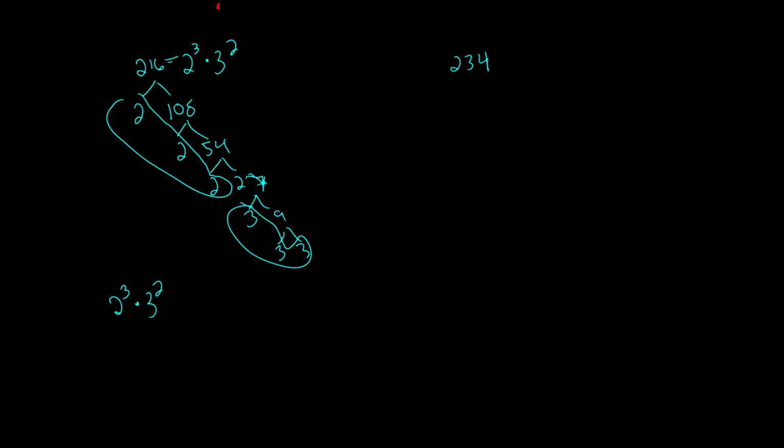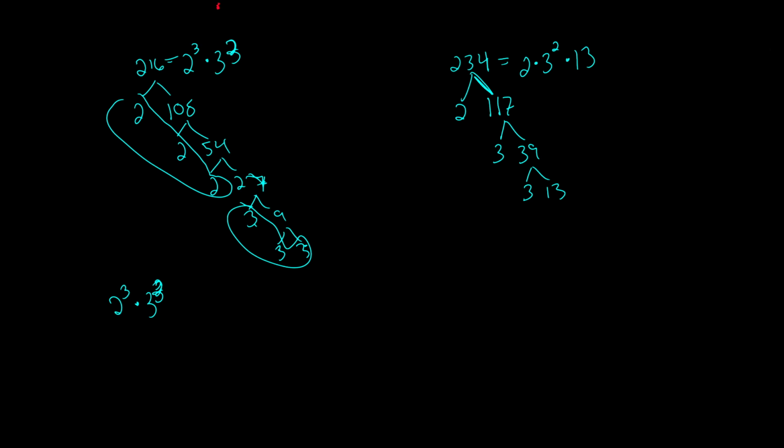I'm going to do the same thing to 234. Or wait, that's 3 to the third power, right? There's 3 of them, 1, 2, and 3. 3 to the third power, my bad. And so 234 is 2 times 117. And 117, let's see, 8, 9, that's divisible by 3. So it's 3 times 39. Well, that's also divisible by 3. So it's 3 times 13. And so the prime factorization of 234 is 2 times 3 to the second times 13.